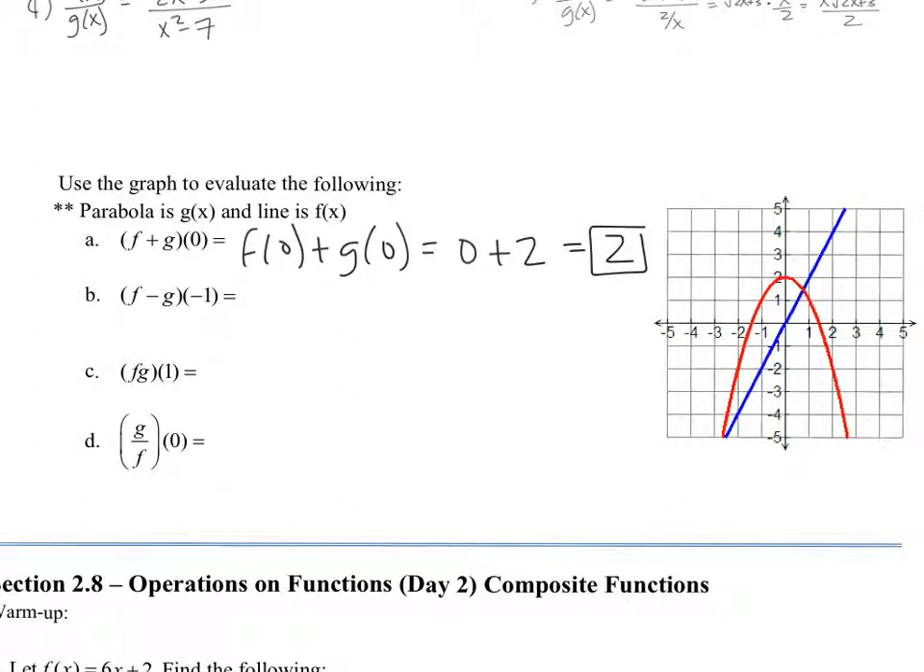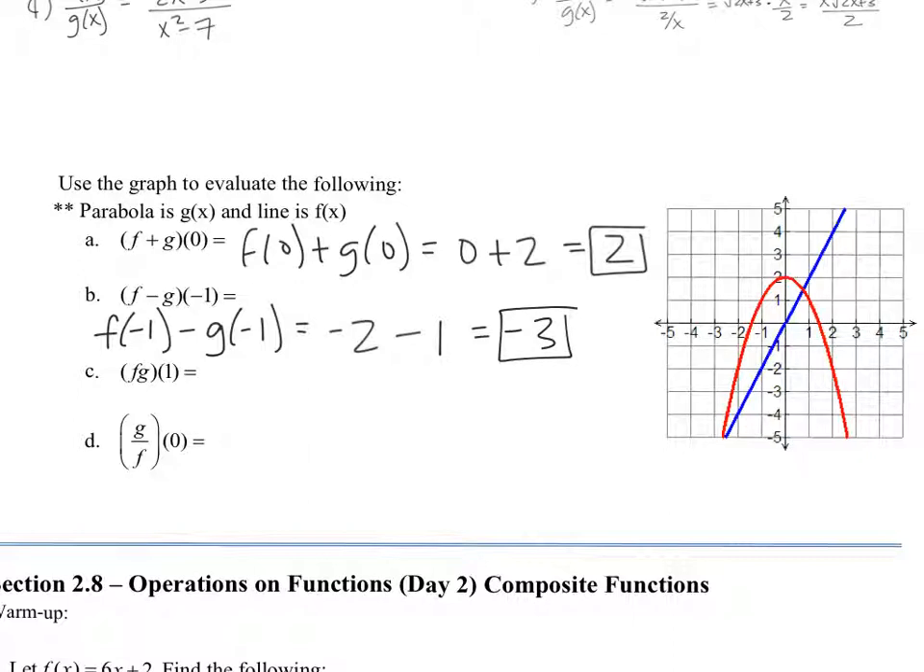Okay, so same thing, f minus g parentheses negative 1, that means f of negative 1 minus g of negative 1. So we're kind of looking at the graph for two different numbers. The f is the line, so let's find negative 1 on the line. Here is where x equals negative 1, and that y value is negative 2. So negative 2 minus, and then let's do g of negative 1. So that's the parabola, and when x equals negative 1, the y value of the parabola is positive 1. So even though it was a positive 1, I'm supposed to be subtracting them. So I have negative 2 minus positive 1. So that gives me negative 3.